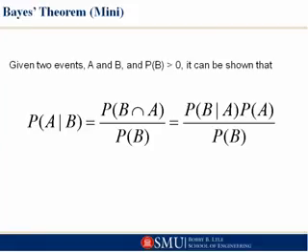Bayes' theorem, okay? Given two events, A and B, and a probability of B greater than 0, it can be shown that the probability of A given B is equal to the probability of B and A divided by the probability of B. That's nothing new. But here's where we get a little surprise. You take that top part, the probability of B and A. By the definition of conditional probability, that's equal to the probability of B given A times the probability of A.